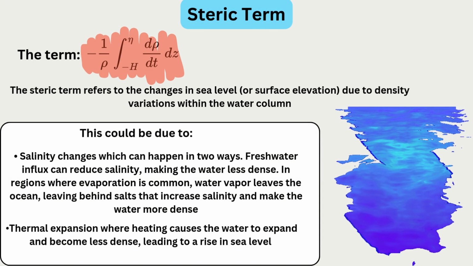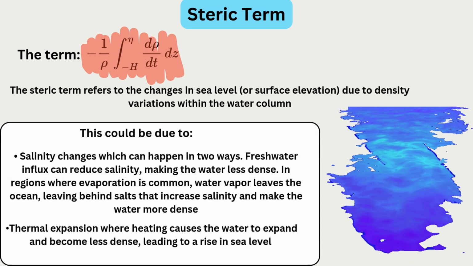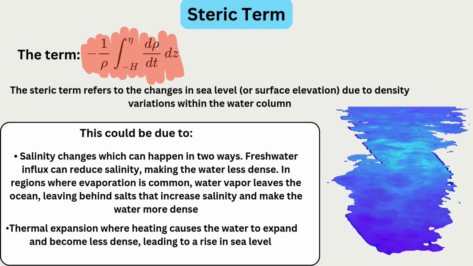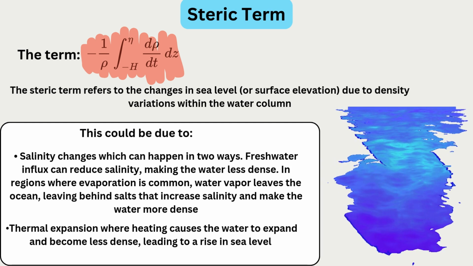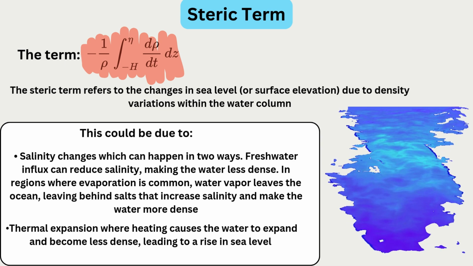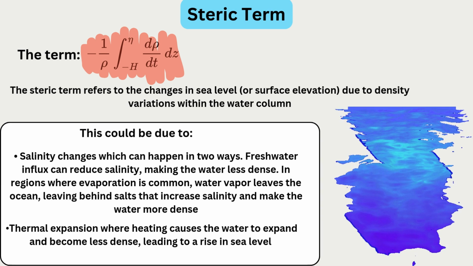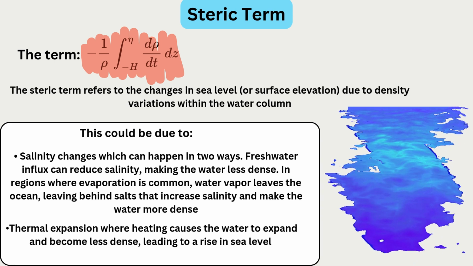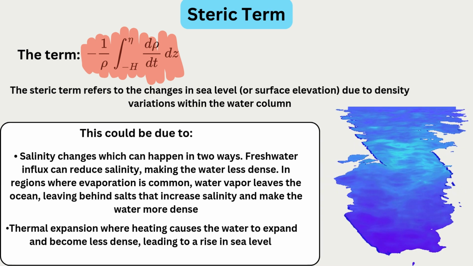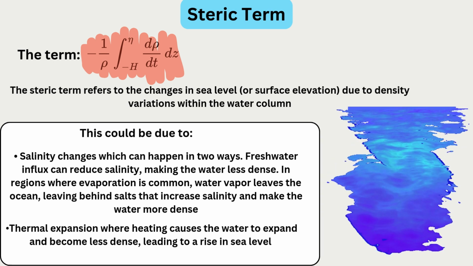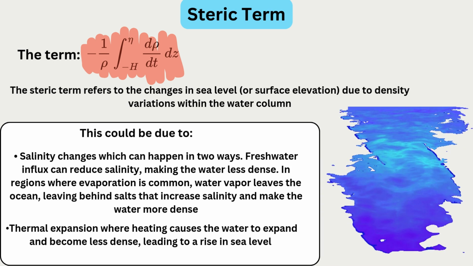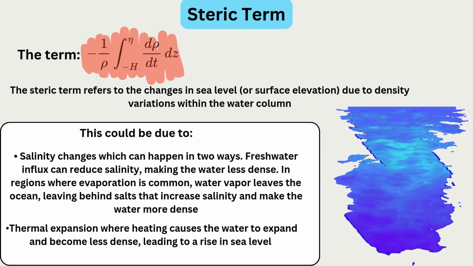So the second term in this equation is called the steric term. The steric term refers to changes in sea level due to density variations within the water column, and this could be due to salinity. And salinity changes can happen in two ways. Freshwater influx from rivers and rainfall can reduce salinity, making the water less dense. In regions where evaporation is common, water vapor leaves the ocean, leaving behind salts that increase salinity and make the water more dense. Thermal expansion also happens where heating causes the water to expand and become less dense, leading to a rise in sea level.